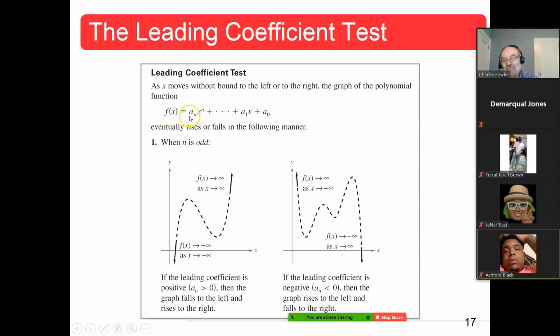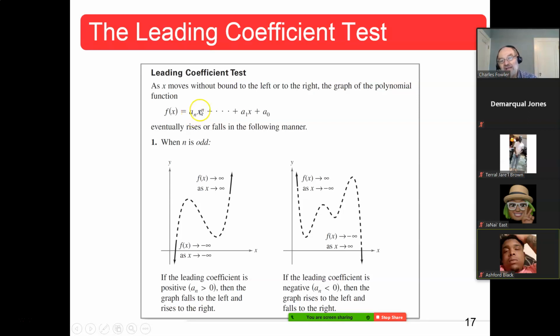F of x is equal to some coefficient, a sub n. This n here means basically nothing except it's the coefficient that goes with the nth power. That n is important. That's x raised to the nth power. This subscript n indicates it's the coefficient that goes with that nth power.